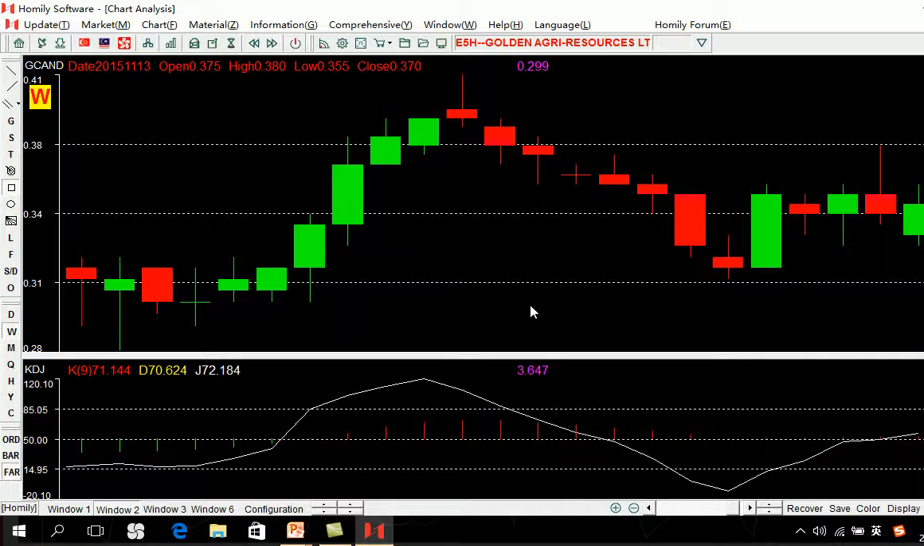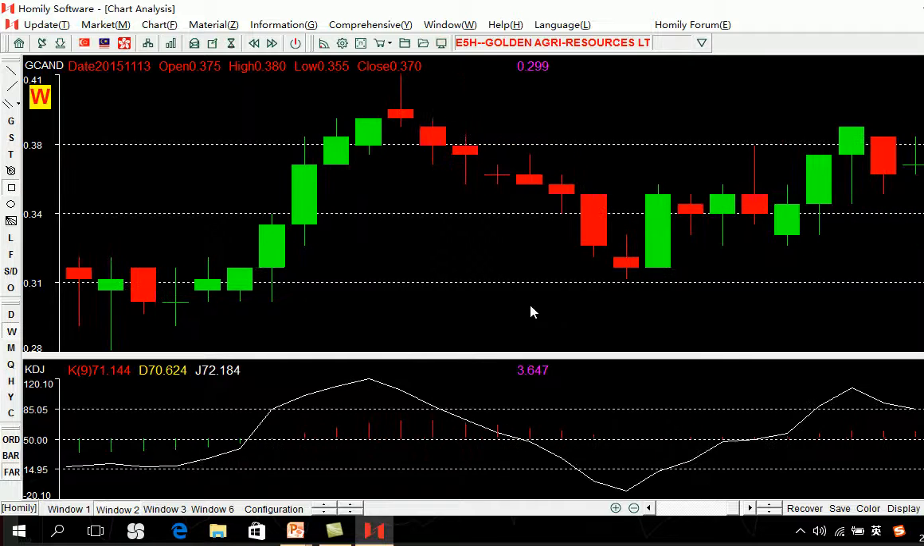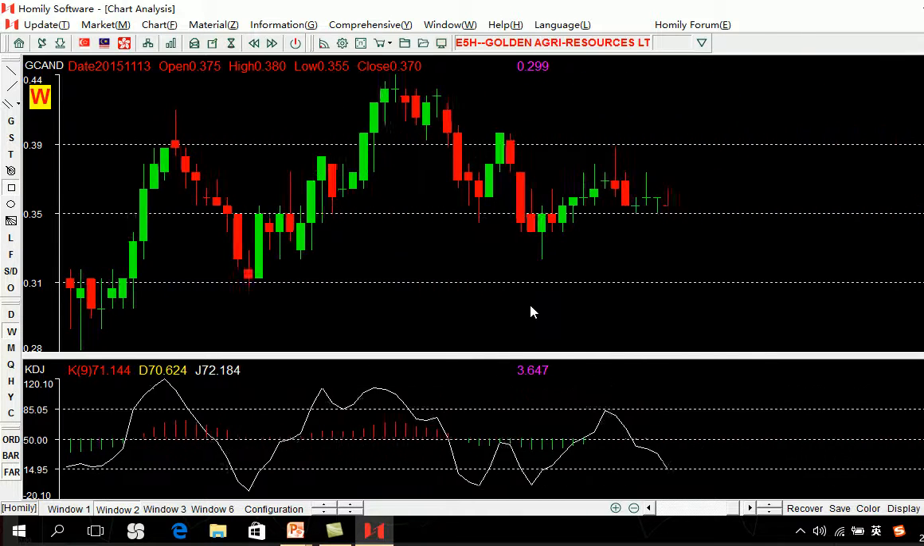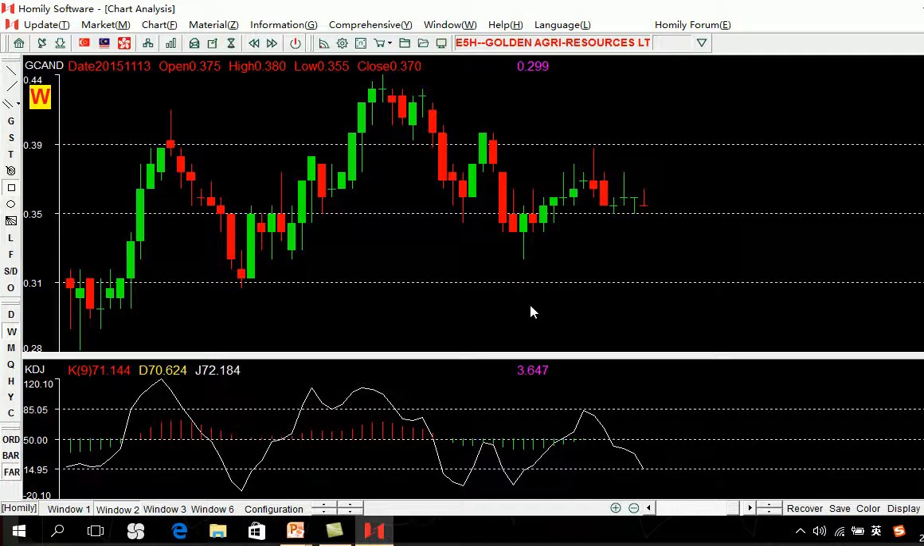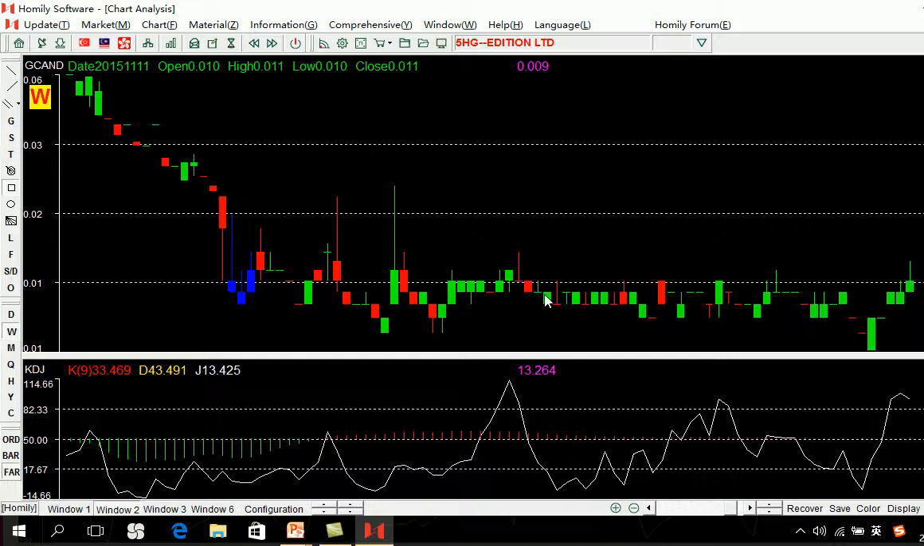We can see here, the KDJ output cross, the middle axis. Then we can see the MACD is a red column, right? Can we buy or not? This is the buy point, okay? Then you can earn some profit. Only for buying, not for selling, okay? Then we can see the next one.